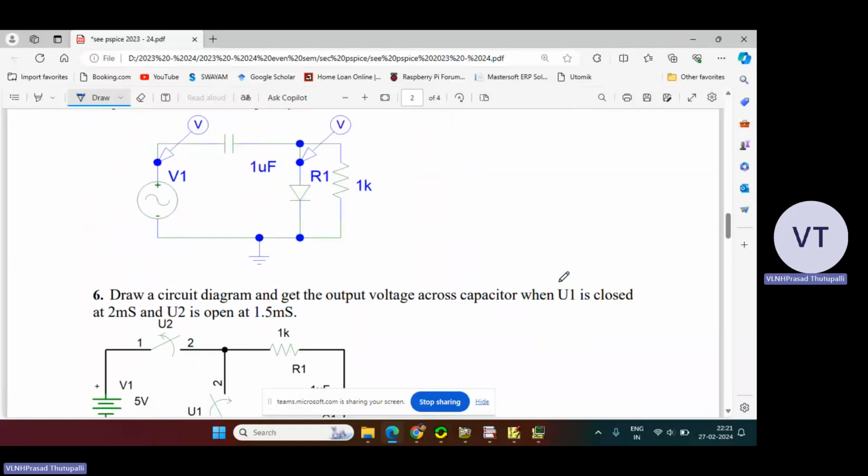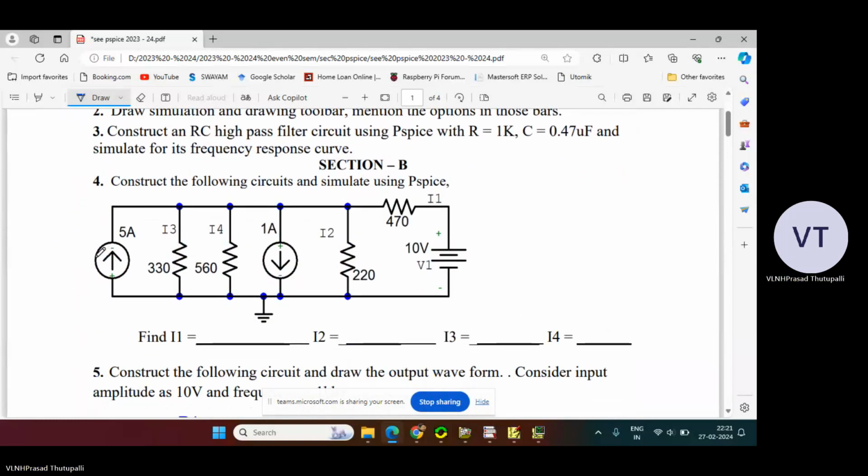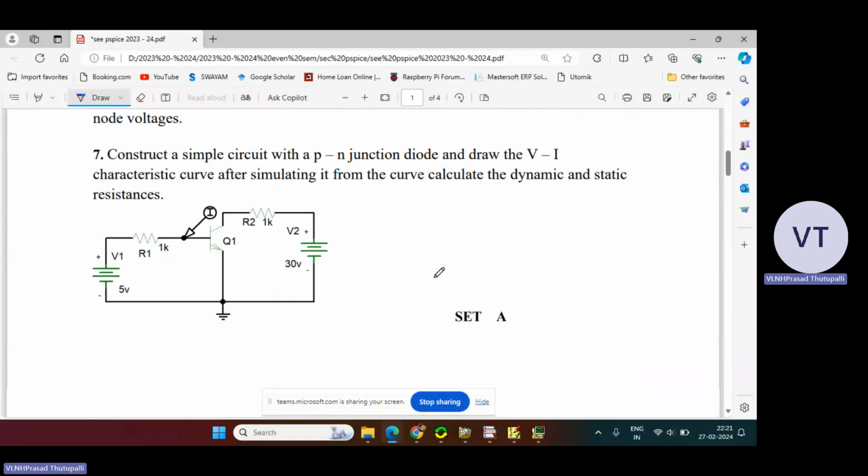Similarly, one more set. In this particular set, two current sources are there, four resistors are there, and one VDC is there. Construct and find the value of I2, write it here, I4 you write it here, and I3 you write it here, and I1 is the current flowing through this branch, you write it here. That's it. That is the answer to that question.